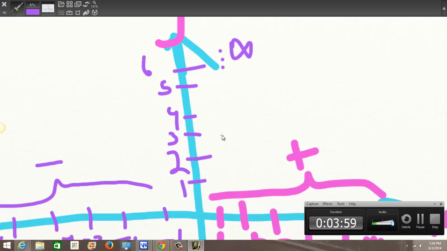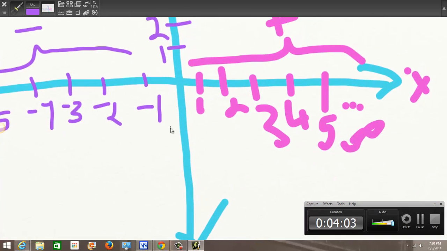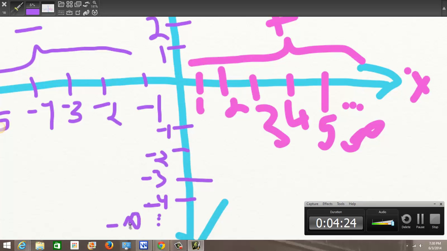Let's scroll down and take out the bottom part of the Y. So -1, -2, -3, -4, and once again it goes on and on until negative infinity. So I'm just going to write that.